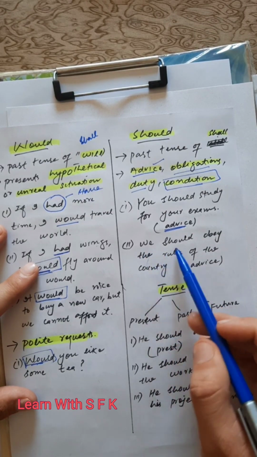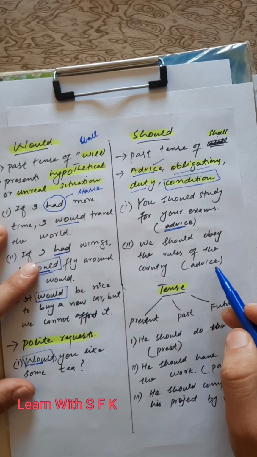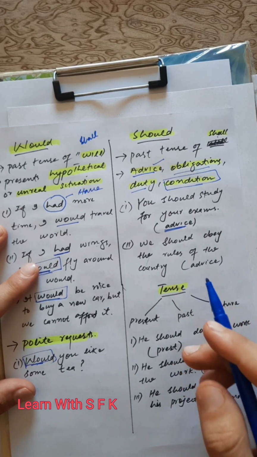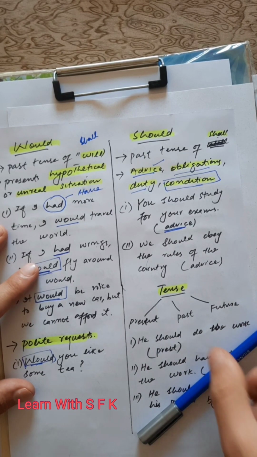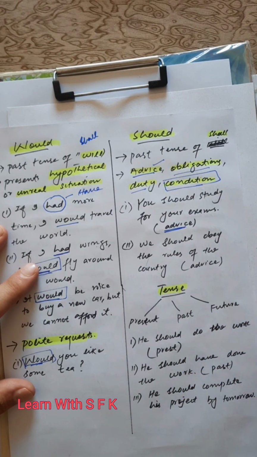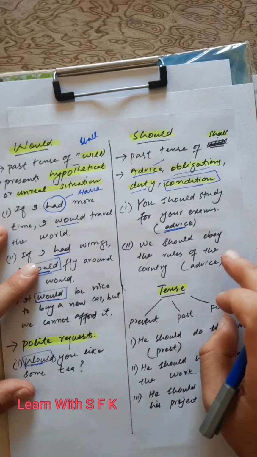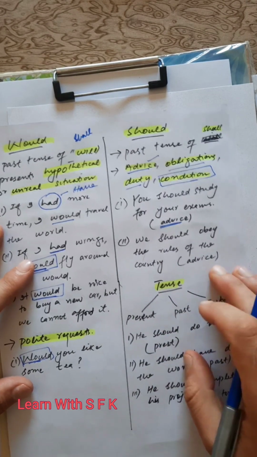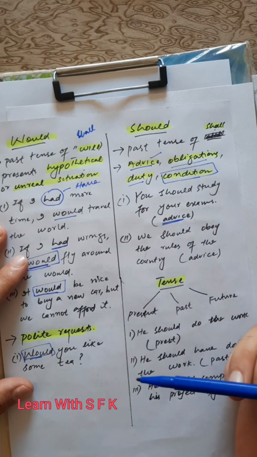Now, in the second sentence, we should obey the rules of the country. So here it is also advice, or a duty. We can also say it is our duty to follow or obey the rules of our country. So here we can say that should is used in the sense of advice as well as in the sense of obligation or duty.